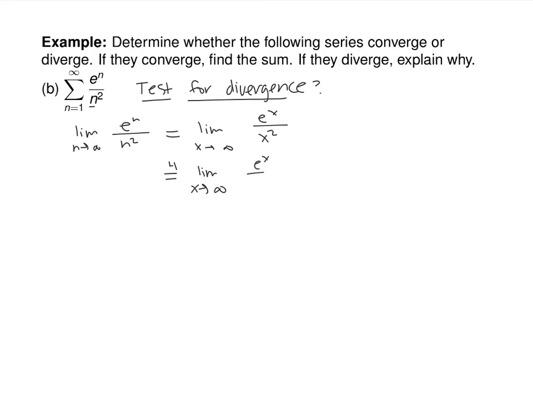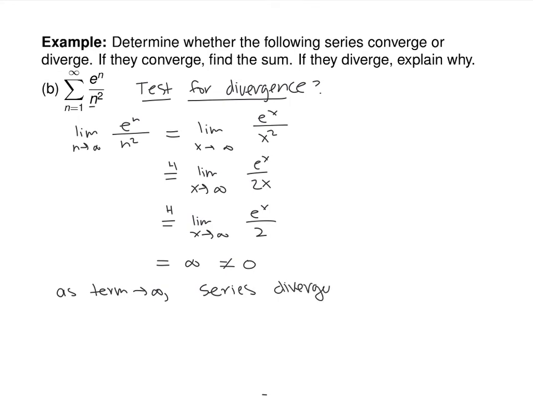That will be e to the x over 2x. Still infinity over infinity, so apply the rule again. e to the x over 2, and that will be infinite. So the things that you're adding up are going to infinity, which is definitely not 0. So as the terms go to infinity, this series diverges by the test for divergence.